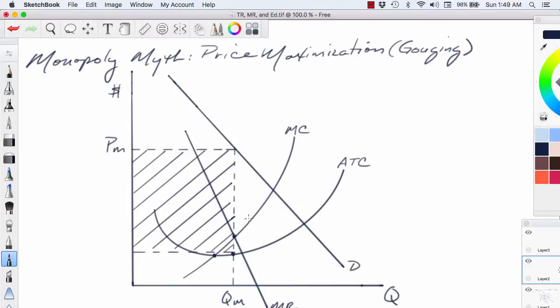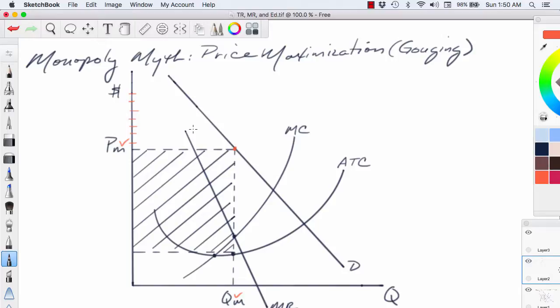Like any firm, the monopoly attempts to operate where marginal cost equals marginal revenue. So we find the point where marginal cost equals marginal revenue. We read down, we get the optimal quantity, Qmax. And then if we read up to the demand curve, we get Pmax. Notice that Pmax is not the maximum price, it's the profit maximizing price. Notice there are also many prices above Pmax. So the firm is not attempting to maximize price when it maximizes profits.